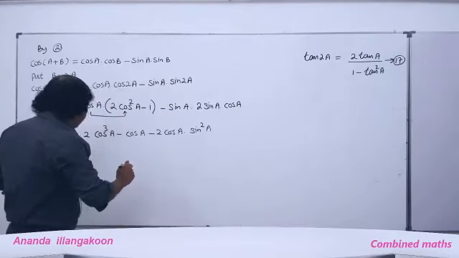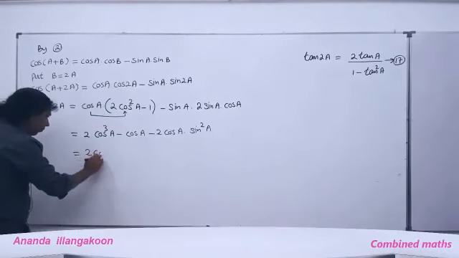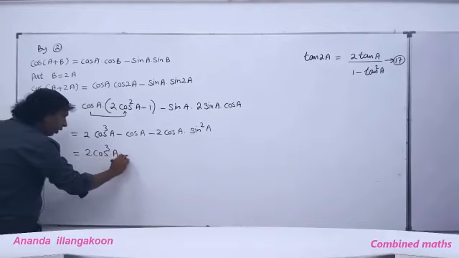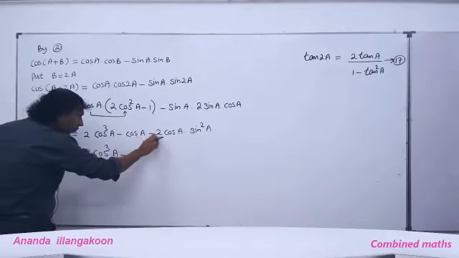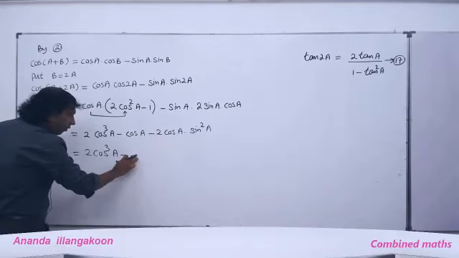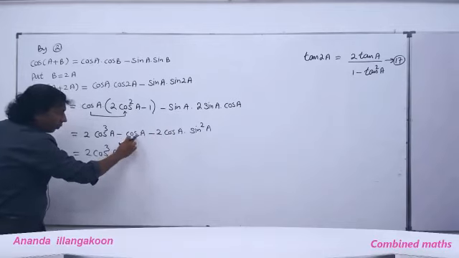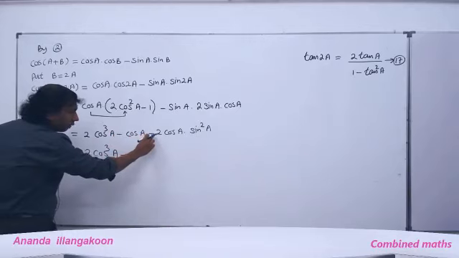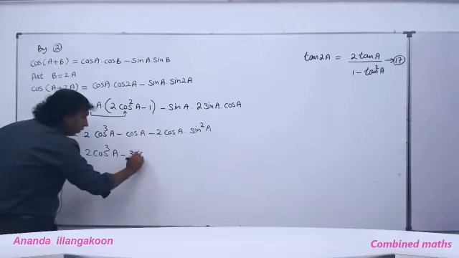Right. 2 cos cube A minus cos A minus 2 cos A. People, here cos A means 1 cos A, no? Minus 1 cos A minus 2 cos A. It is minus 3 cos A.